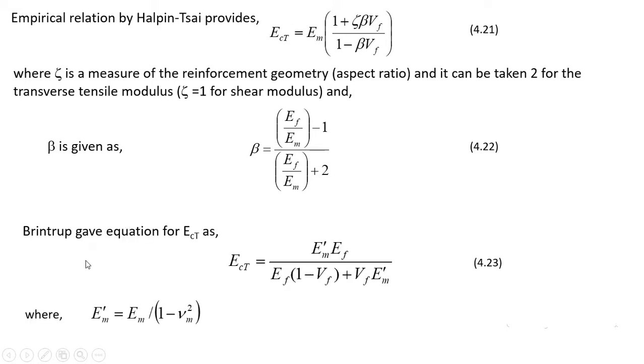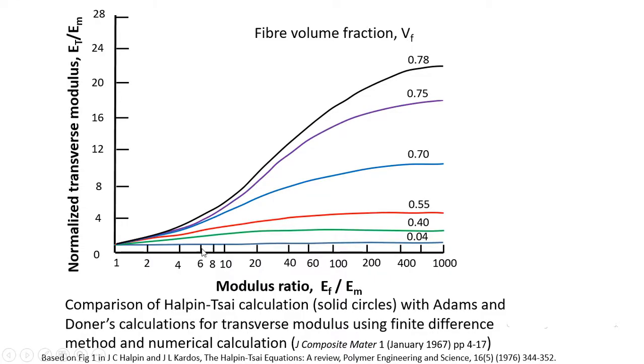There are some other relations as well. For example, Bintrop has given this relation, which is very similar to the relation we have seen through our calculation. Here only the EM has been replaced by EM dash, and EM dash is given by this relation. Similarly, there are some other empirical relations as well, but by and large, the Halpin-Tsai model is used extensively. Now here we have a graph of normalized transverse modulus, so transverse modulus divided by the modulus of the matrix. We have normalized this, and here is the modulus ratio EF over EM.